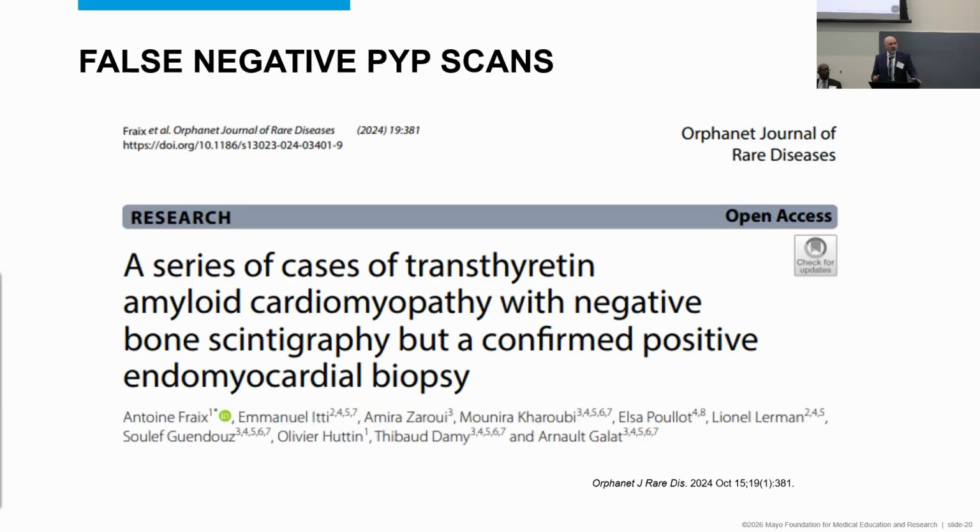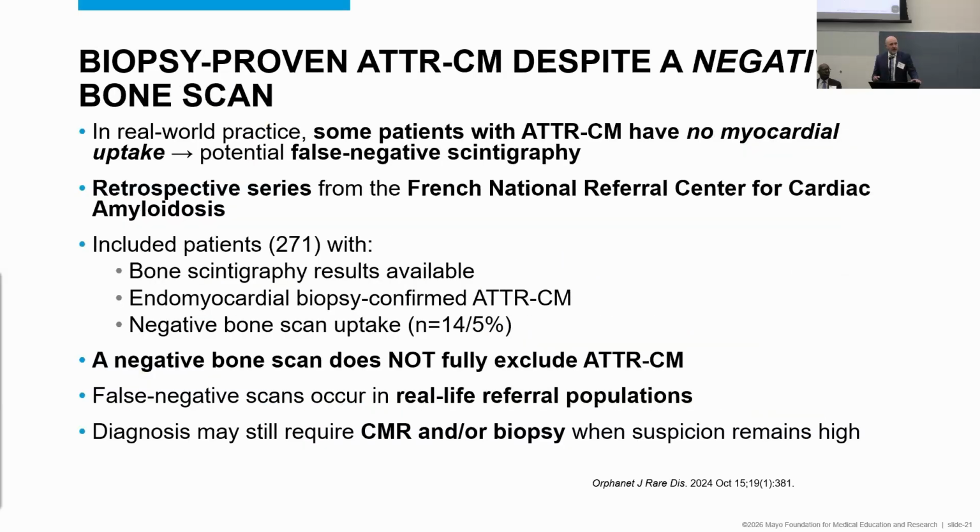So what about false negative PYP scans? Can that happen? And the answer is yes. This is a group from the French National Referral Center, and all of these patients had a biopsy. Out of 271 individuals with endomyocardial biopsy-confirmed TTR, approximately 5% had a negative PYP, meaning that if the disease is early enough, you might not be able to pick up the disease on the PYP. That's why, if you have a high enough clinical suspicion, as came up this morning, a biopsy should be considered in those individuals.